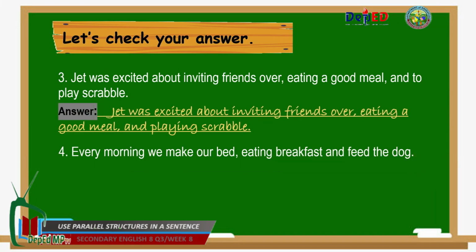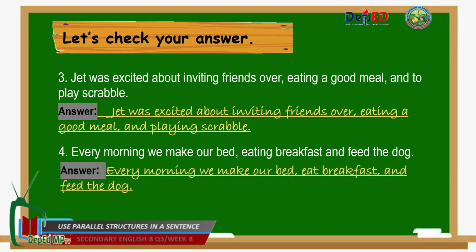Let's check your answers. 3. Jet was excited about inviting friends over, eating a good meal, and playing Scrabble. 4. Every morning, we make our bed, eat breakfast, and feed the dog.